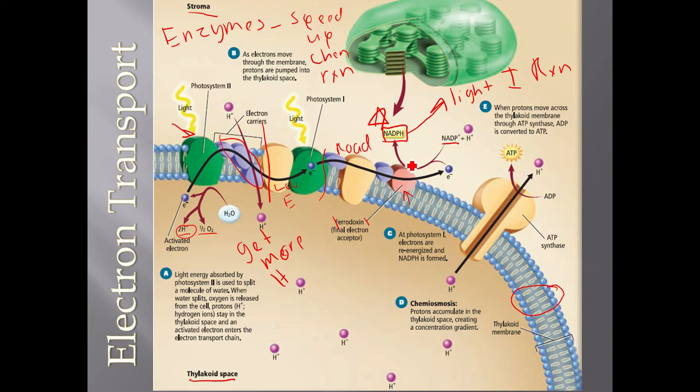But let's go back for a second. We have all these hydrogens down here. Why do we have these hydrogens? Why does the process of electron transport want to bring these hydrogens into the thylakoid space down here? Well, the question comes down to is right here. The answer is right there.